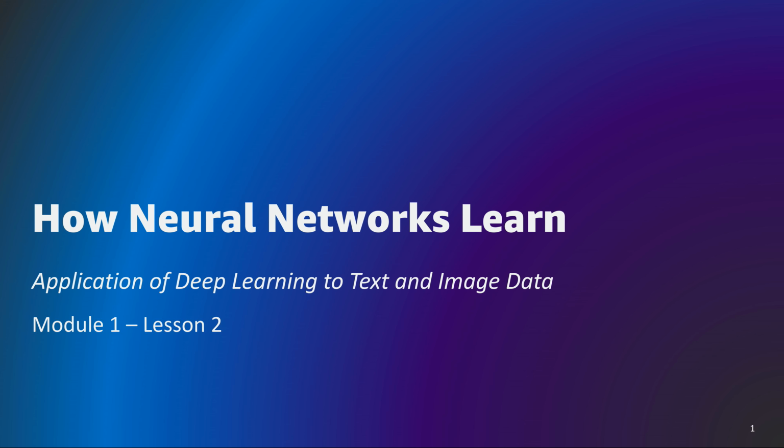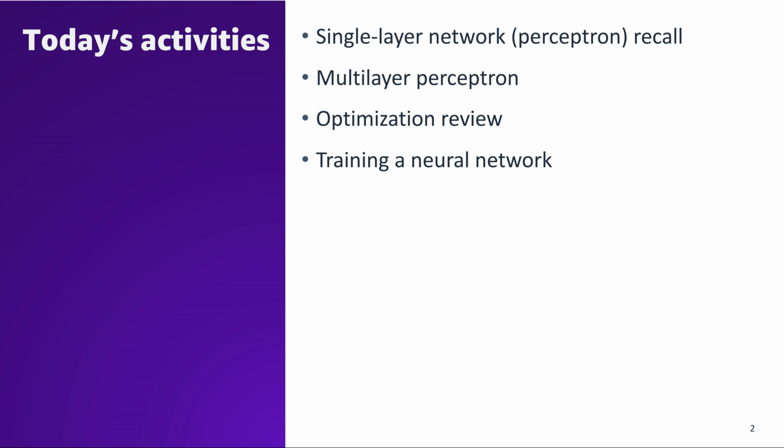Welcome to Lesson 2 of Module 1. Today, we will cover how neural networks learn. We will begin with a review of the single-layer network, also called the perceptron. We will build upon this for the multilayer perceptron. Then, we'll briefly review optimization. Finally, we'll conclude with training a neural network.